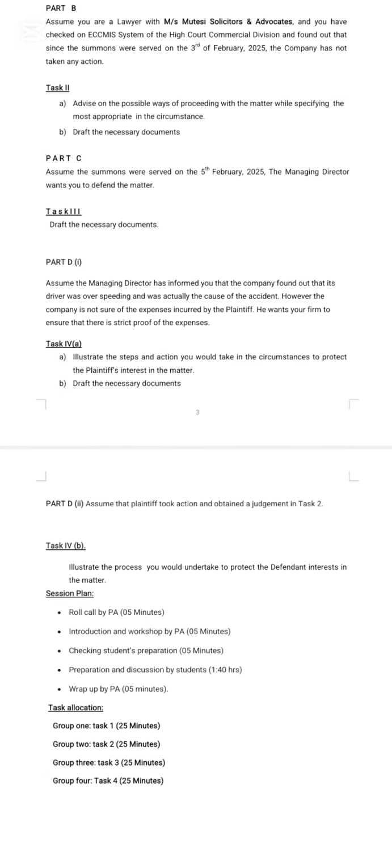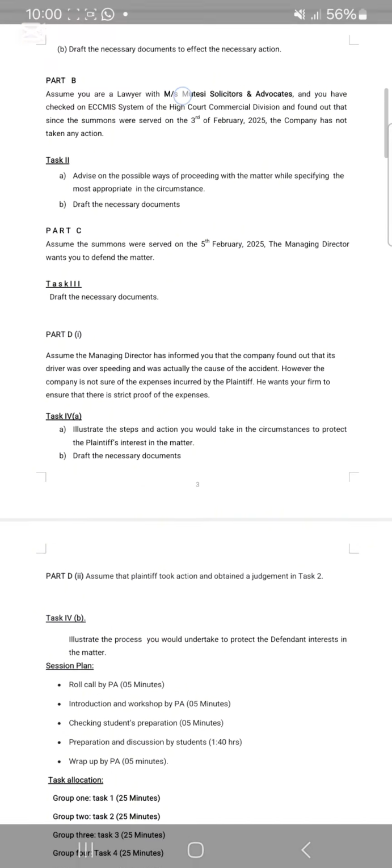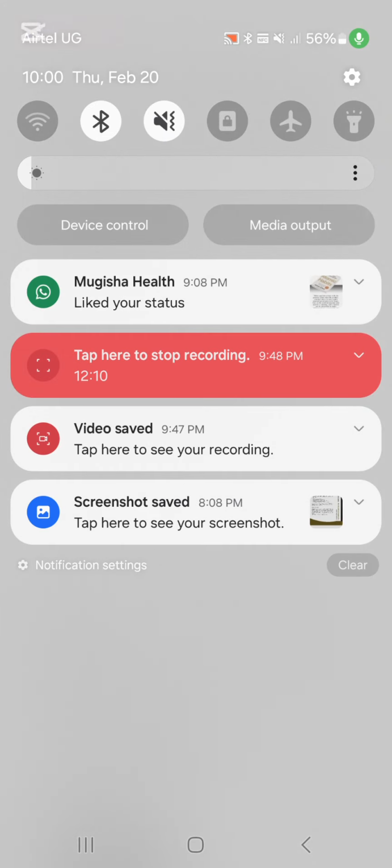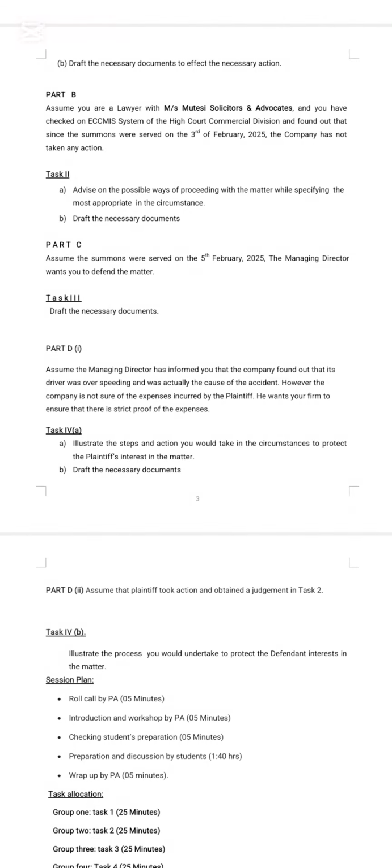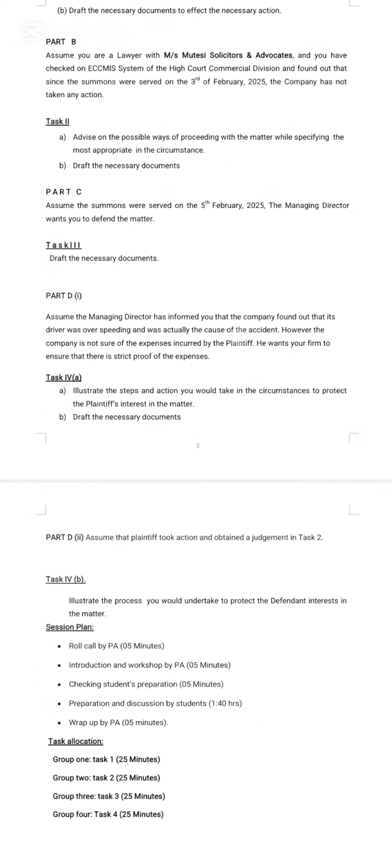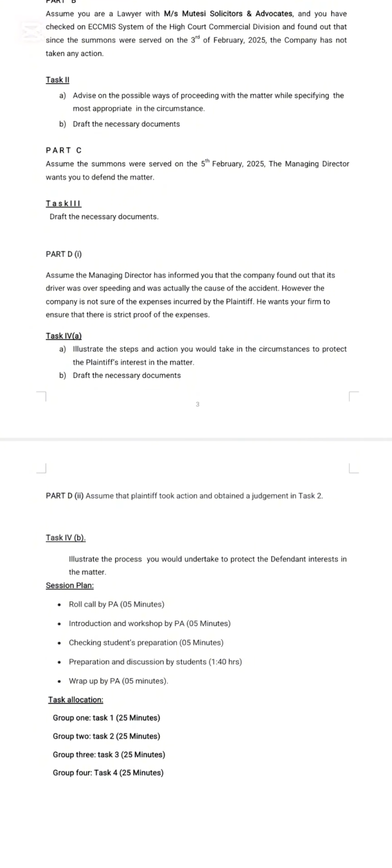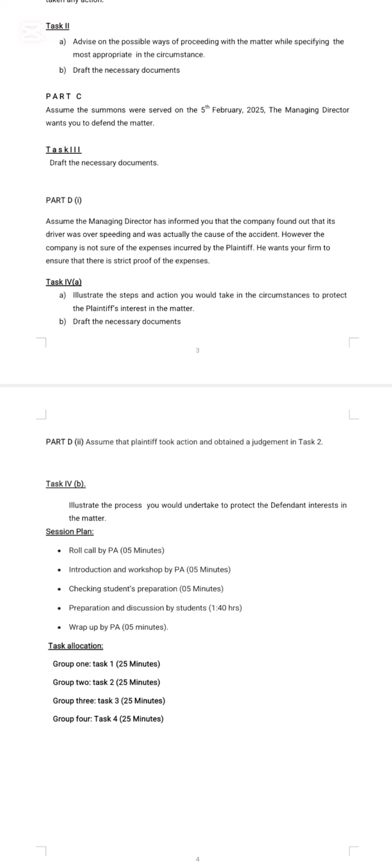So assuming that summons were served on 5th February 2025, the managing director wants you to defend the matter. That means if they were served on 5th February 2025, now we are in 2025. I don't know what was the intention of the examiner here, but seeing from above, from the date this coursework was issued, it was still within time. So basically here would be to draft a written statement of defense, under Order 8 and Order 9, so the document would be a written statement of defense.